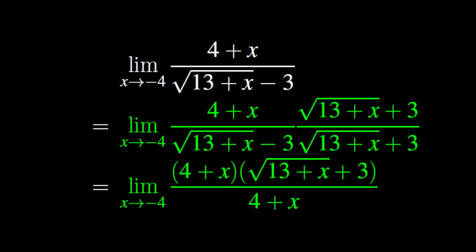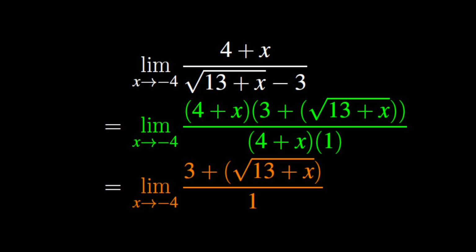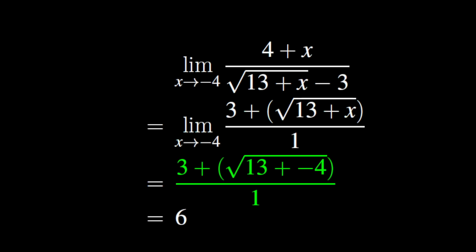Therefore, we have to expand and simplify the whole expression using basic algebraic techniques. The problem becomes, limit as x goes to minus 4 of the quantity 12 plus 3x plus 4 plus x times the square root of 13 plus x over the quantity 4 plus x. It comes that we factorize the numerator and denominator in order to find a potential common factor, then simplify the common factor. Thus, when we plug minus 4 in the new expression, we find out that the limit is 6.